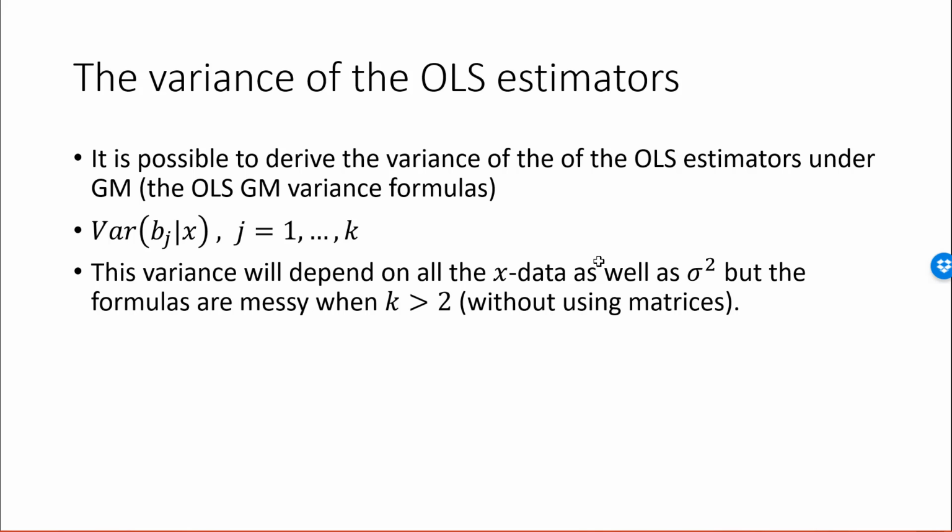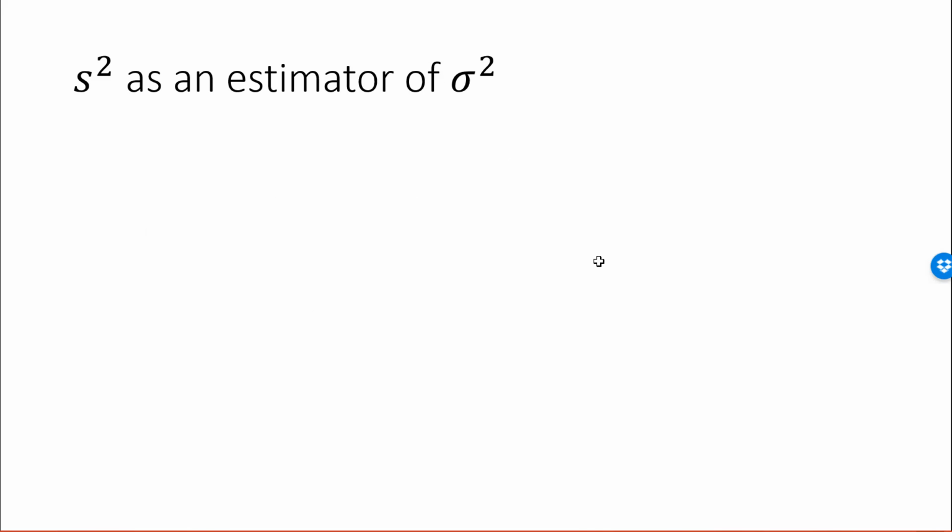But the strategy is exactly the same as for the one variable case. We don't know it, so we estimate it. And we're going to call the estimator S square in this case as well. So S square is going to be an estimator of sigma square, and we'll use that instead of sigma square in the variance formula for the OLS estimators.